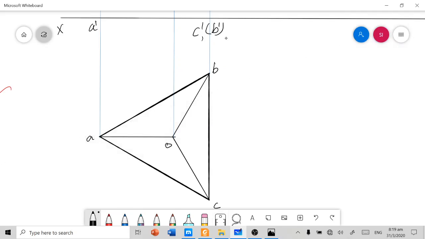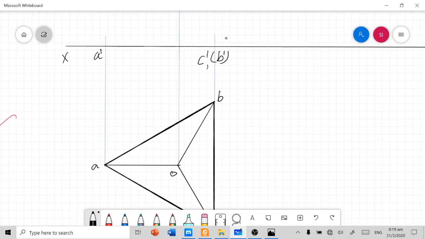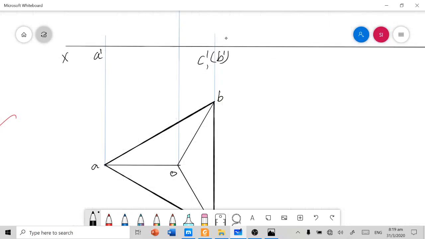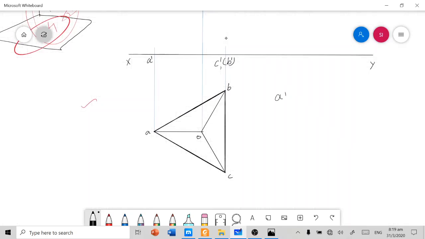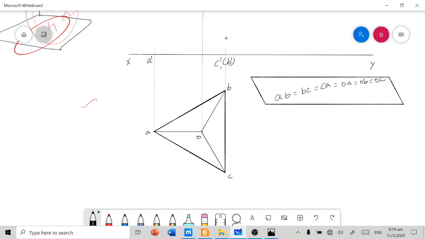In this problem, already I have told that the side edge, the slant edge length, is equal to the base edge length. Here in this solid, the edge AB is equal to edge BC is equal to edge CA. The same way, OA equals OB equals OC. So this is the fact in the case of a tetrahedron.